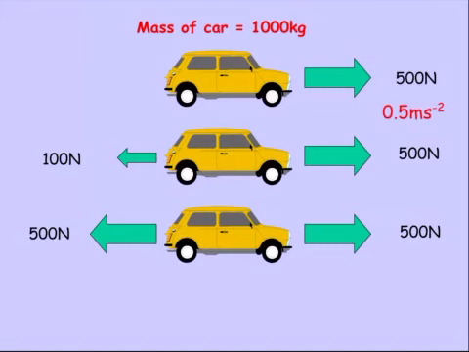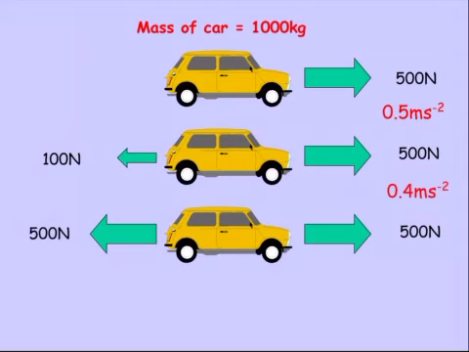For the second car, you should have recognised that although there's 500 newtons thrust, there's 100 newtons, we'll call it air resistance, which is not featured here. And so that means overall there's a resultant force of 400 newtons, and that will give us an acceleration of 0.4 meters per second squared.